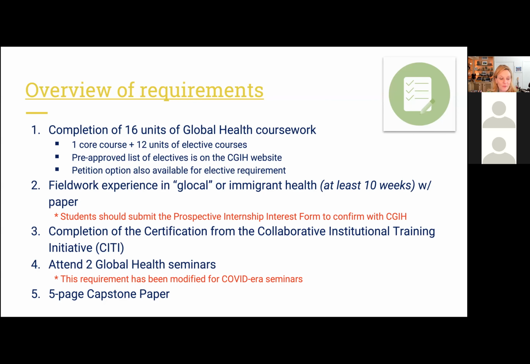The other thing that we need is a completion of the certification from the Collaborative Institutional Training Initiative. It's CITI training, so that's ethics training. You're going to need that if you're going to work on any project that requires IRB approval. So it's a good thing to have. We require you to get it. We expect people to attend 2 global health seminars. They don't have to be in person, they can be online. And then you have a 5-page capstone paper. So I'm just going to go through in detail what these things are.